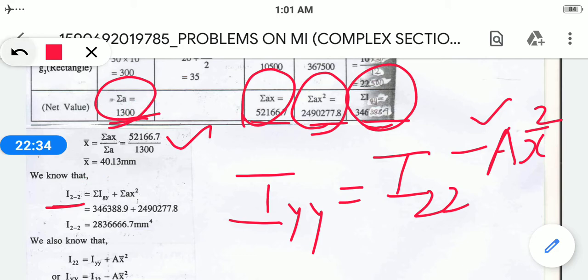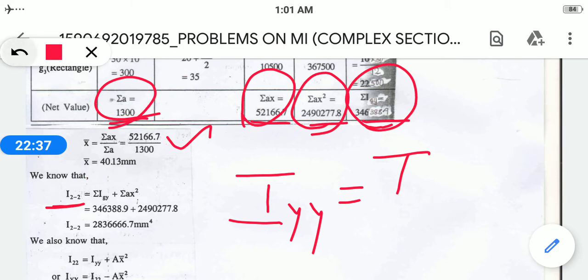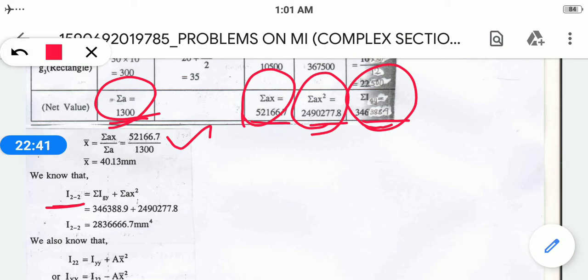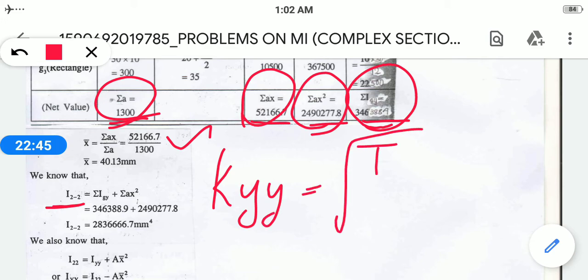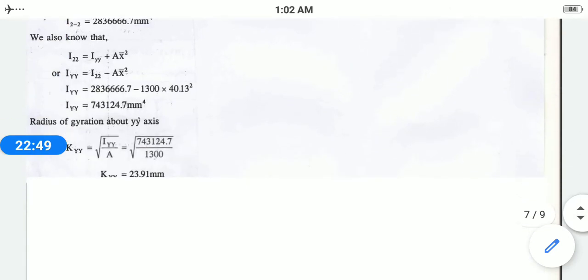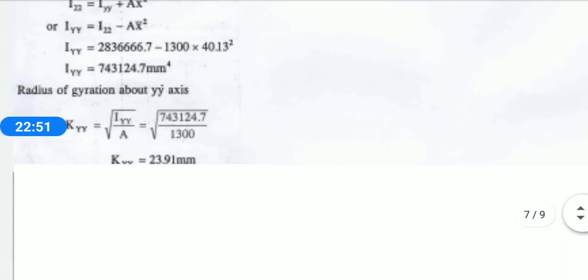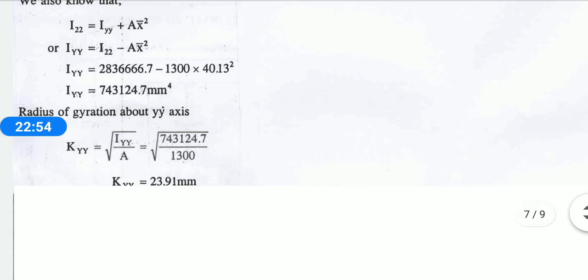A is the value of summation of A, and x bar we already found out. After finding this I of y, what do you need to find? Radius of gyration about the normal axis, that is K of y, which is equal to square root of I of y divided by A. That is what we had found out over here. Ky is equal to 23.91 mm. I hope you all understood this type of problems now.